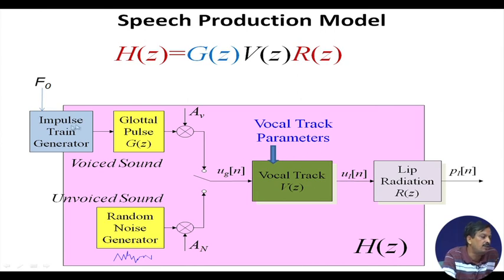If there is a voicing impulse train, it will be modified as per the glottal transfer function, and that modified signal is fed to the vocal tract, and after lip radiation I get the speech signal. If it is unvoiced speech, then it is connected to random noise, which is modified only by the vocal tract and lip radiation, and I get the speech signal. So, random noise passes through the vocal tract and lip radiation to produce unvoiced speech. For voiced speech, the impulse train is modified by the glottal pulse generator, and that passes through the vocal tract and lip radiation to produce the speech.